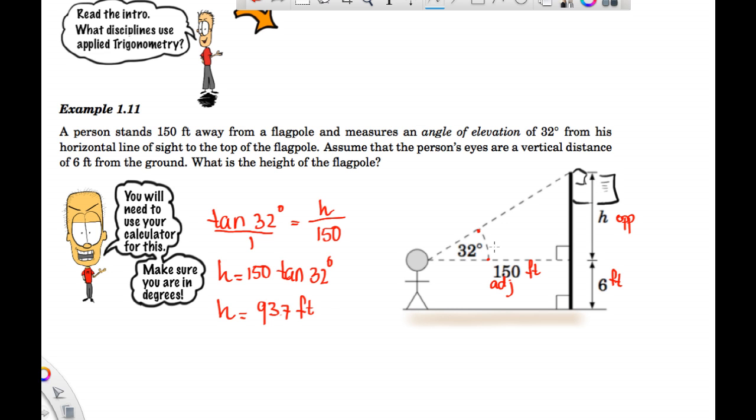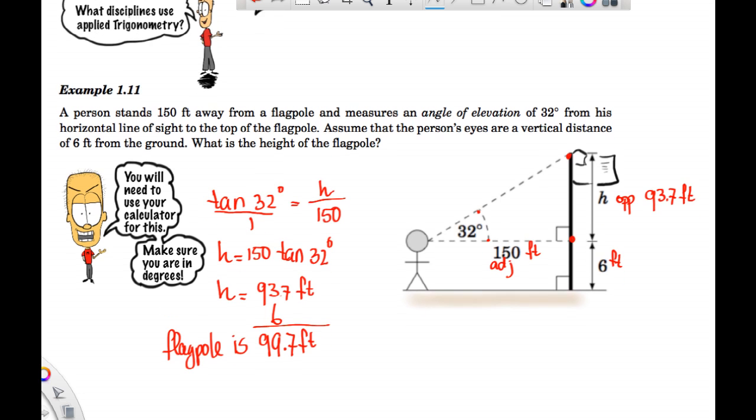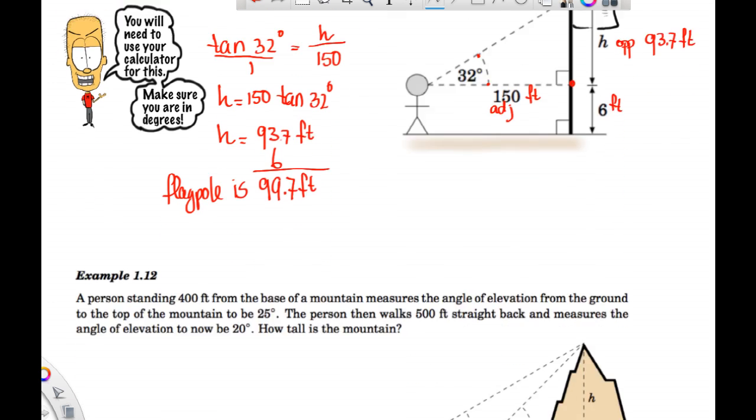Now don't think that you're completely done yet, because the 93.7 feet is the distance from here to here. So you need to add those two together to get the height of the full pole. So 99.7 feet for the flagpole. So the flagpole is 99.7 feet. So very straightforward problem, okay? I promise you they'll get a little bit harder.